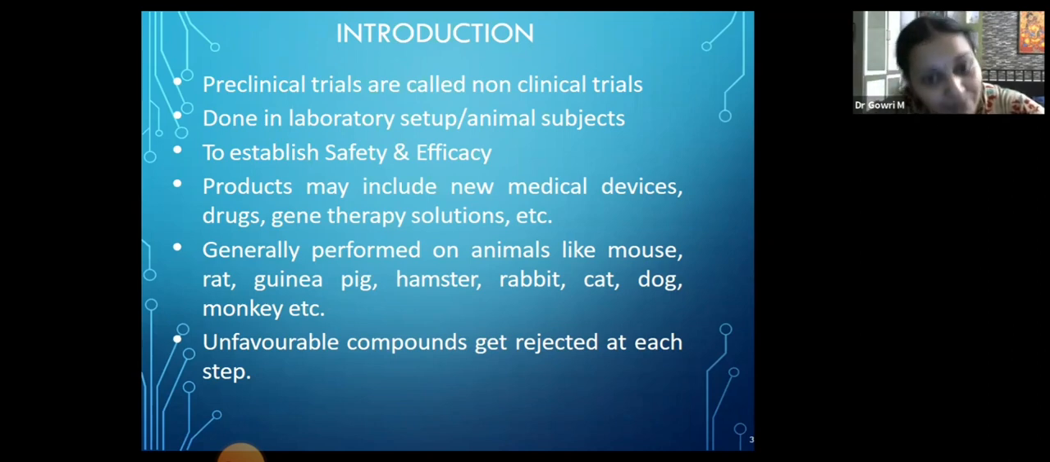When coming to animal studies, we usually perform them on these animals based on the effect, or based on the research that we are taking. And with preclinical trials, what is the ultimate aim? Of course, we understand the safety and efficacy, and also unfavorable compounds, we can delete them from our study, or reject them from our study. So these are the main aims or portfolio of doing a preclinical trial.